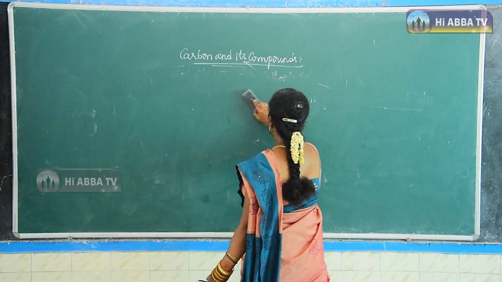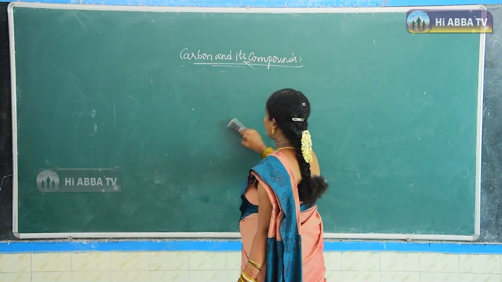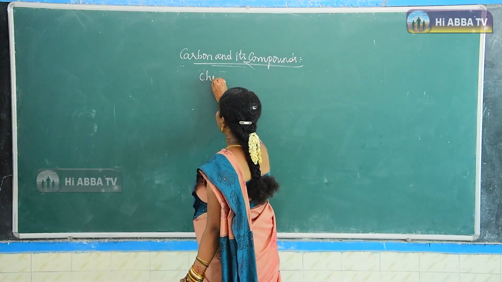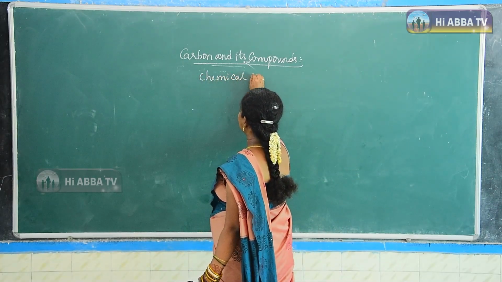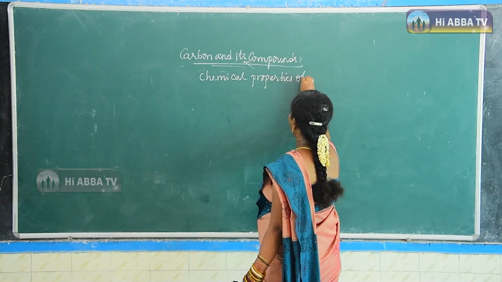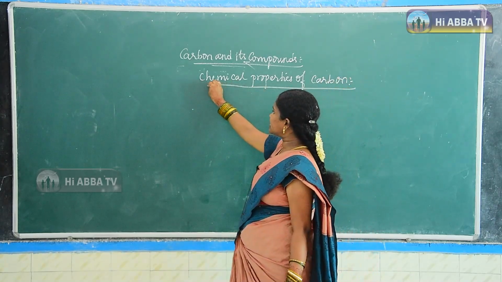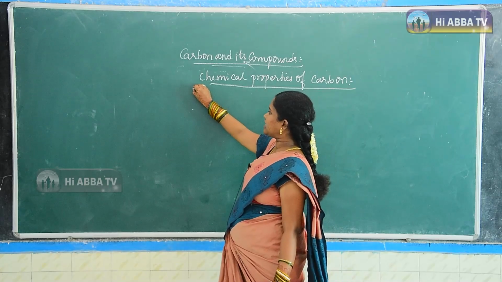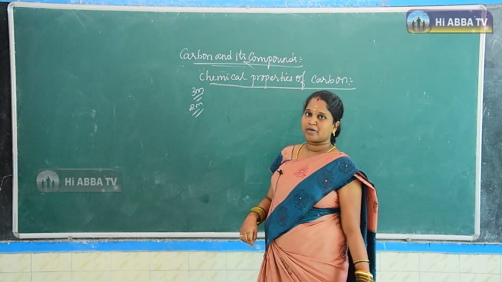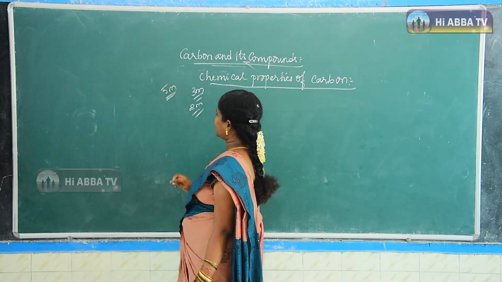And now we will go to a new topic, the important equation topics in this chapter, which is the chemical properties of carbon. What are the chemical properties of carbon? In this you can expect a 3 mark question, a 2 mark question, or if the question paper is going to be easy, you can also expect a direct 5 mark question.